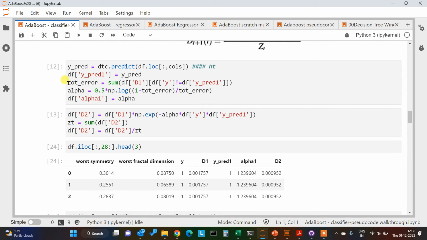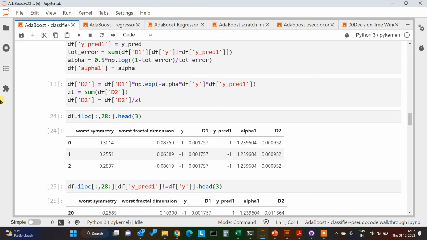Then we will use this total error to calculate the amount of say, that is alpha. And we know the equation of that: 0.5 into log of (1 minus total error) by total error. And we are adding that alpha also into our data set.